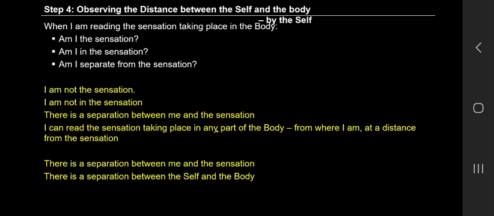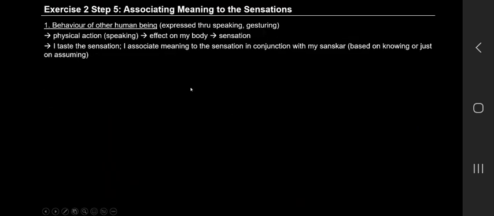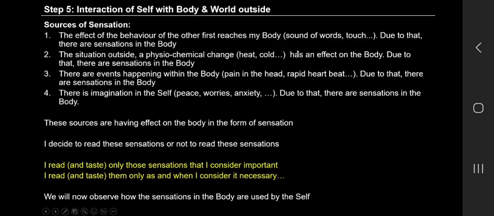With this choice, now in step five, we are studying sources of sensation. There could be four possible sources. Number one, the effect of the behavior of the other is reaching to my body in terms of sound, words, touch, etc. Due to that, there are sensations in the body. Second source is there is a physiochemical change in the environment and it has an effect on my body. Due to that, there are sensations in the body.